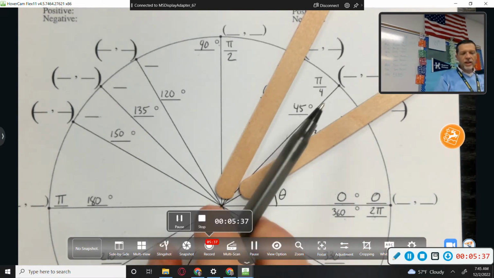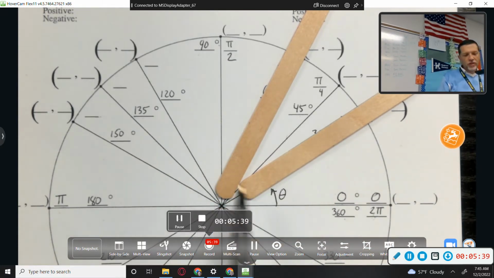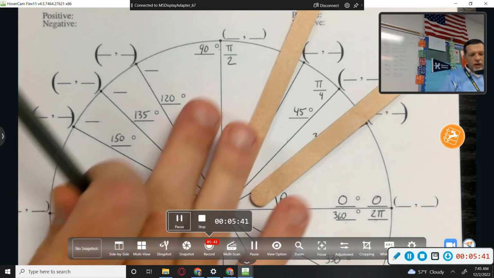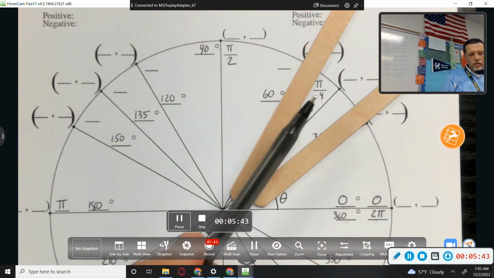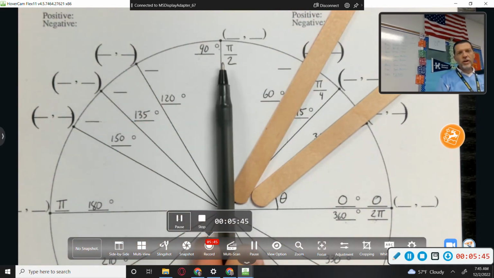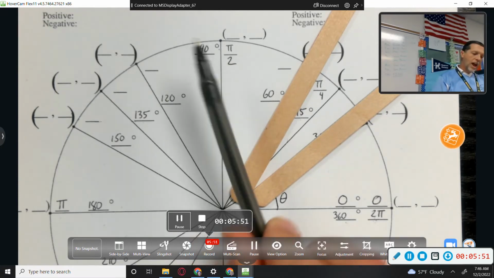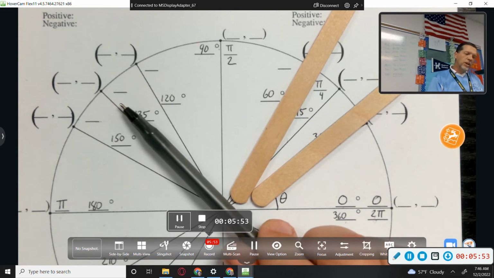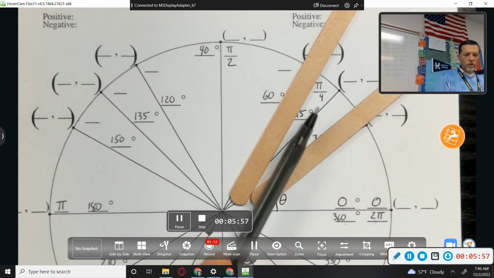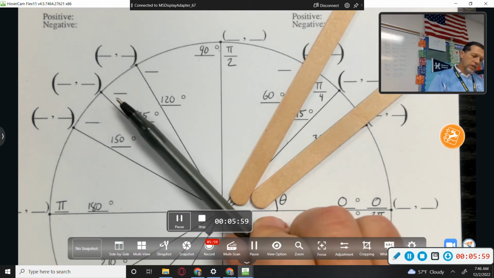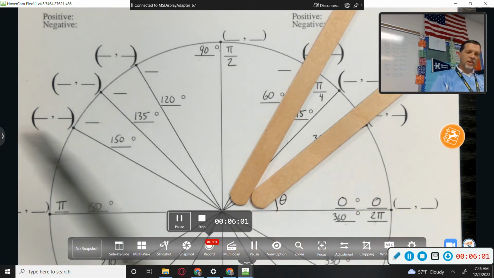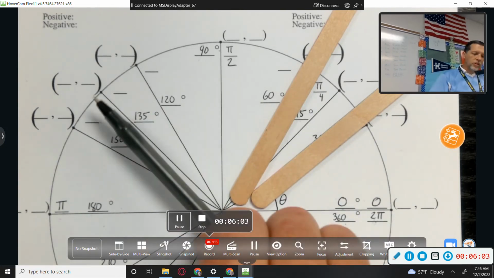So we can count by pi over 4s. This first one is pi over 4. 45 more is 2 pi over 4, which, if you can reduce in your head, matches pi over 2. 45 more is pi over 4, 2 pi over 4, 3 pi over 4. 1/4, 2/4, 3/4.